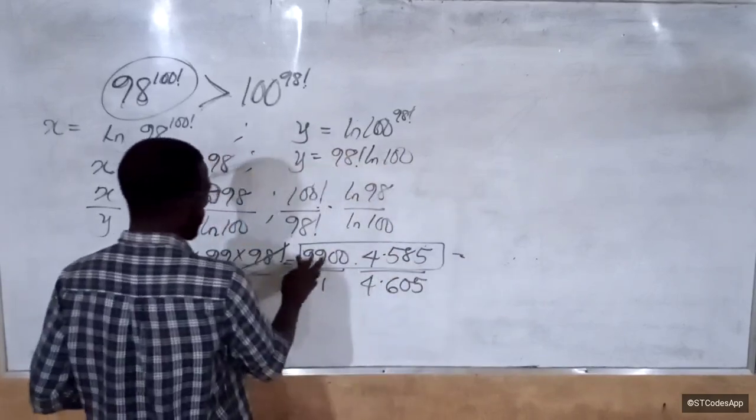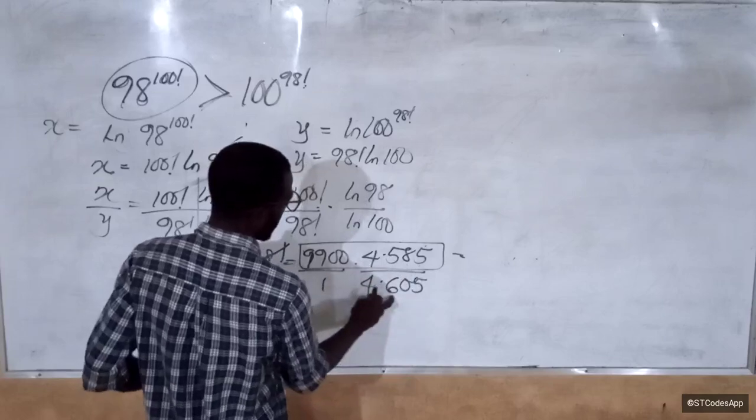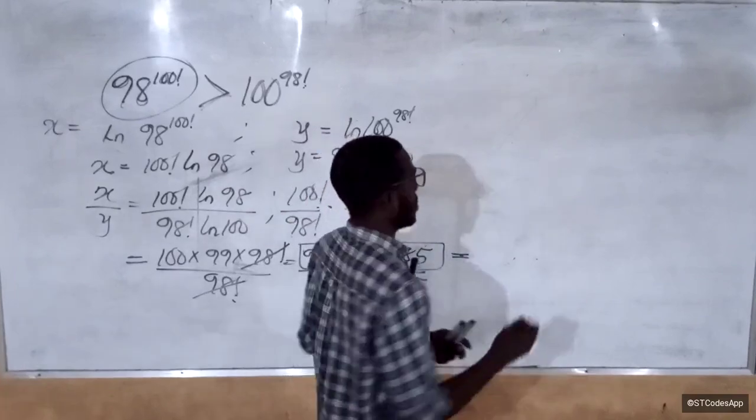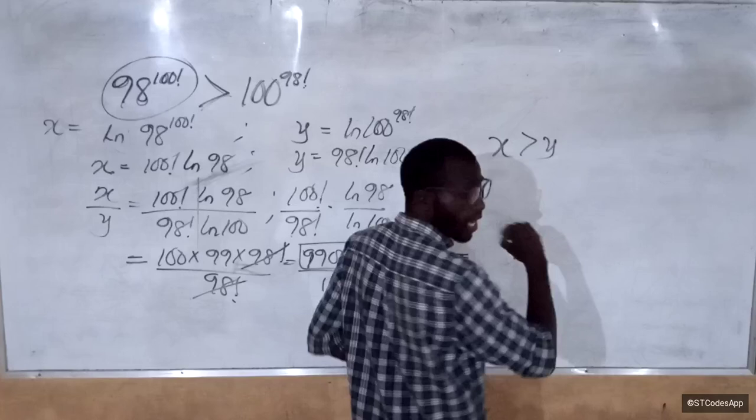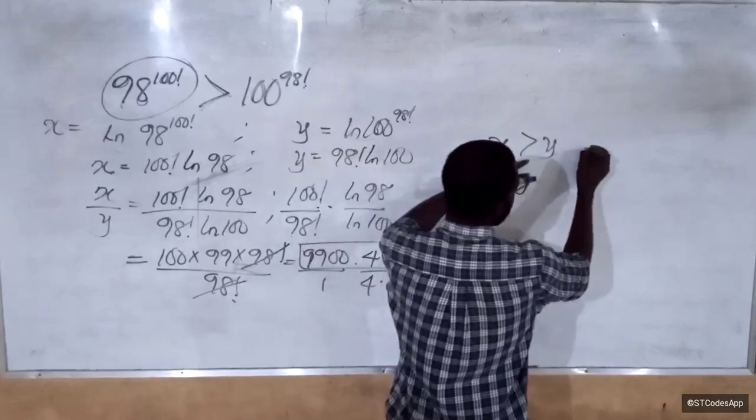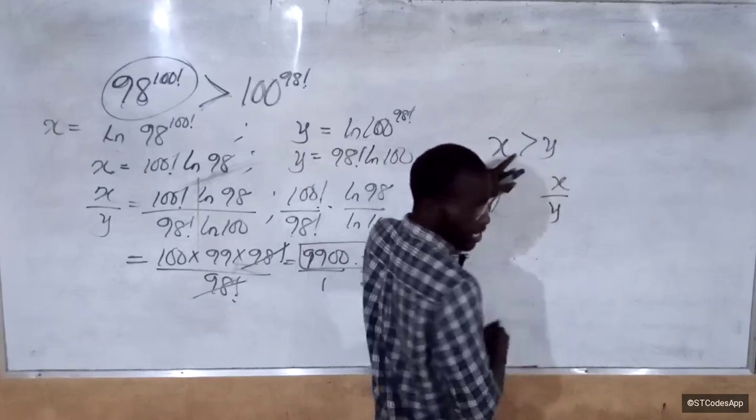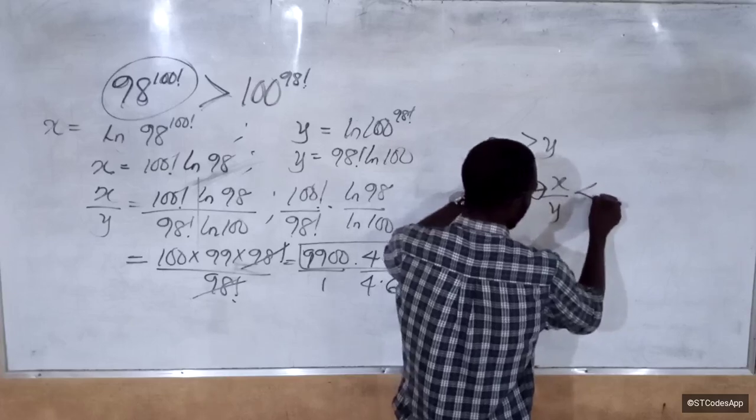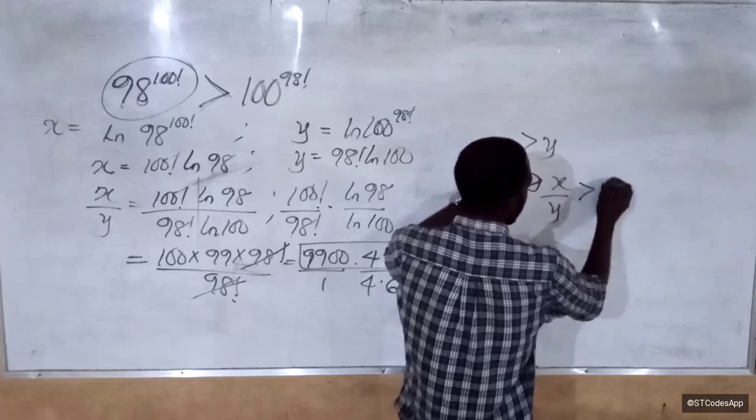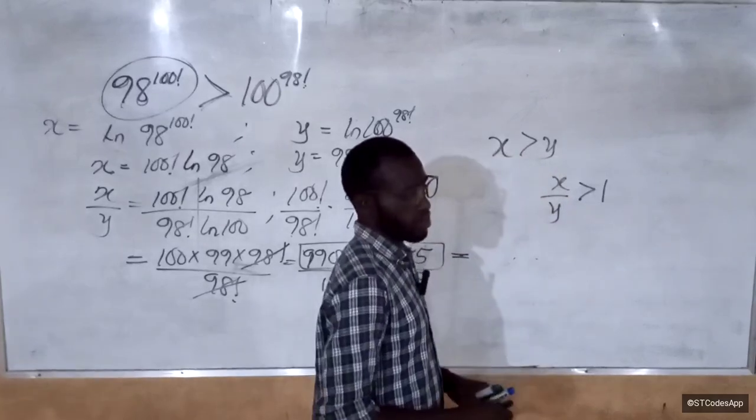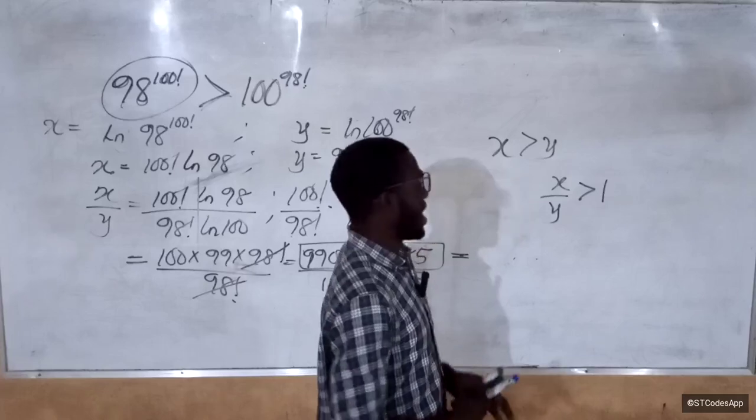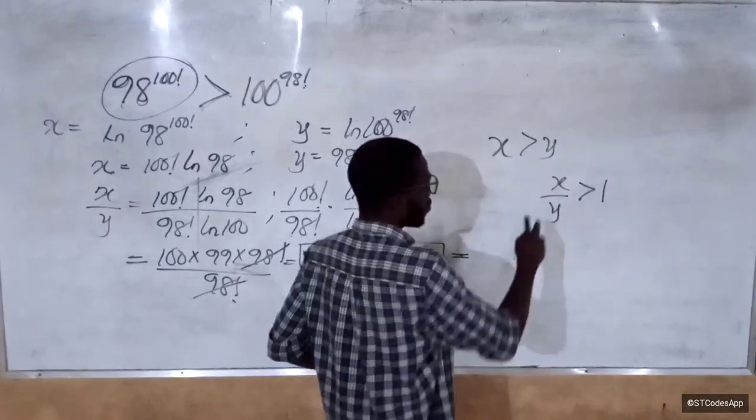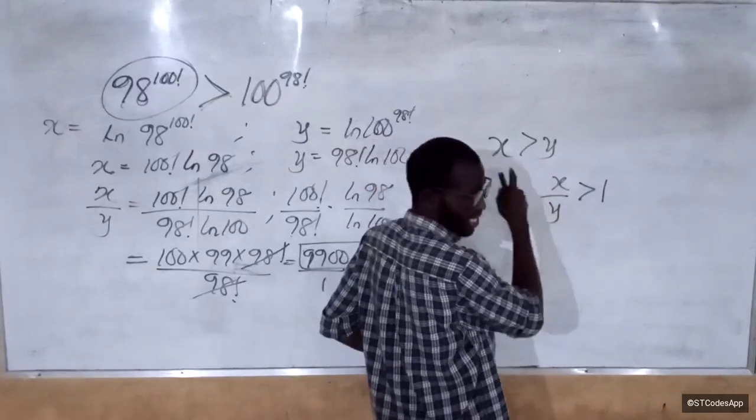So if you multiply this guy by this guy and divide by this guy, when do you know something is bigger than the other? If you take the ratio, to know if x is greater than y, x is greater than y if x over y is greater than 1. That is, if we use y to divide x, the answer we get is greater than 1.